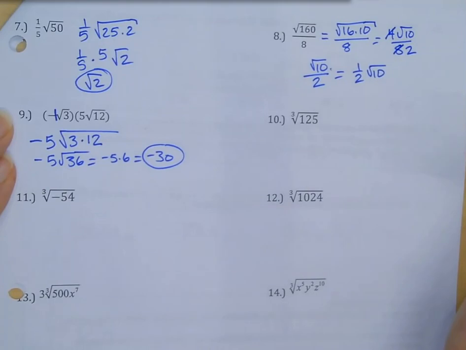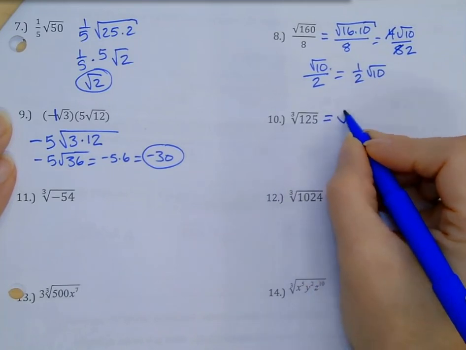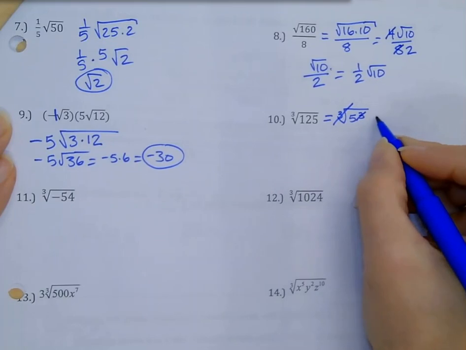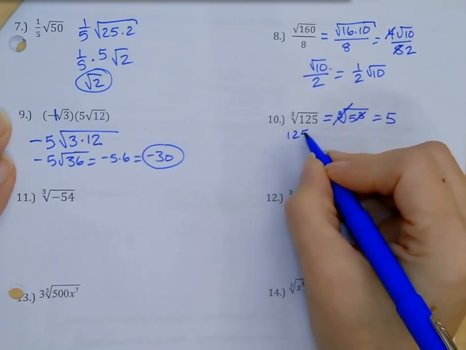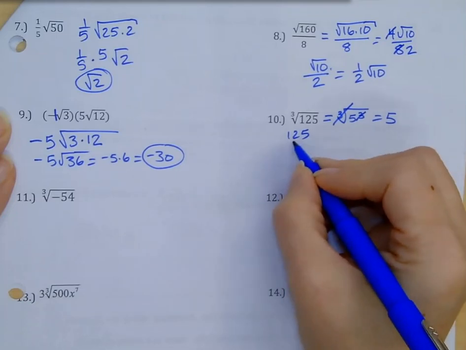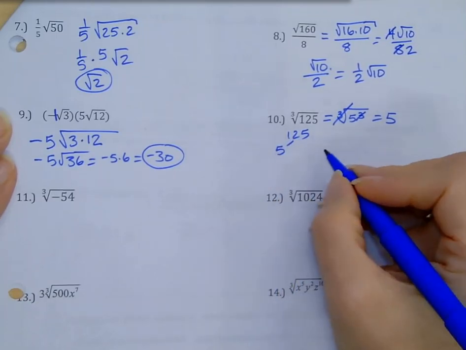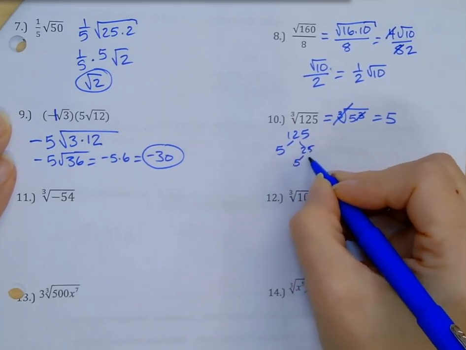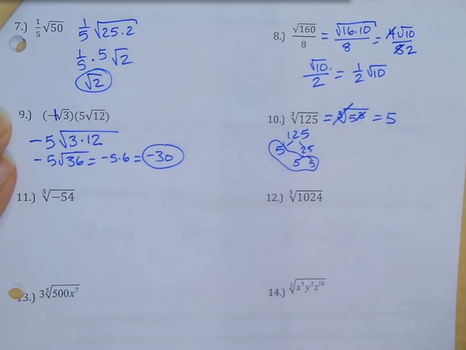Number 10, hopefully you looked at that and you said, haha, that's a perfect cube, which means that this is the cube root of 5 cubed, and a cube root undoes a cube, and so our answer is 5. If you didn't, though, just start dividing up 125, right? So I know 5 goes into it, it ends in 5. 5 goes into 125 2 times, 25 5 times. And I can see 5 goes into 25, and now I have a triplet. So that's what I would take out.